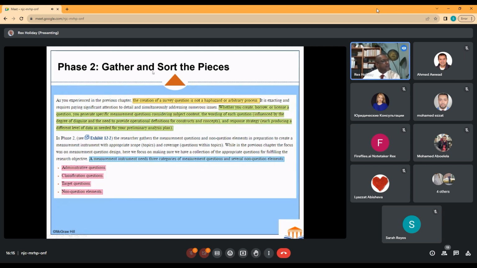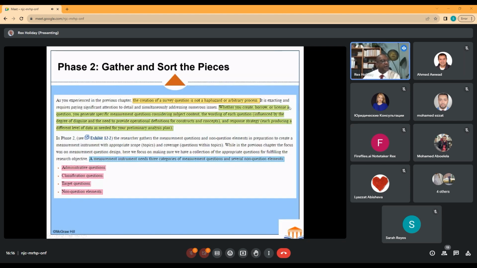All right, so this is gather and sort the pieces. This is in phase 2 of that diagram that we just looked at. The creation of a survey question is not a haphazard or arbitrary process. We just talked about that in the slide before that diagram. This is meticulous, and Schindler gave us that example of the jigsaw puzzle. Each piece is important, and we need to make sure that each piece goes where it needs to go in order to arrive at the finished product that we want.